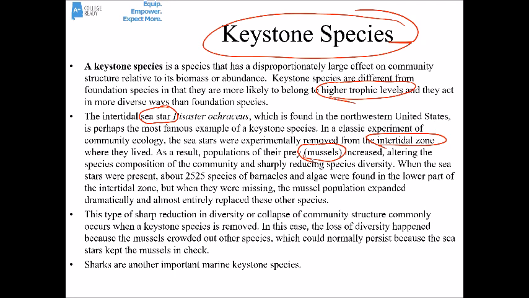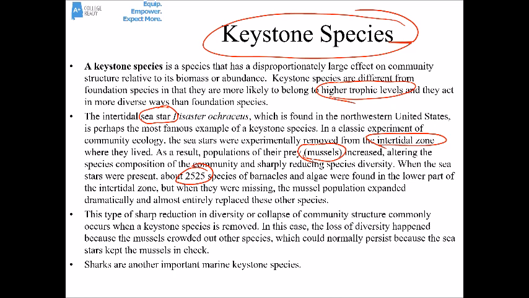But while the sea stars were there, there were over 2,500 species of barnacles and algae that lived in these little intertidal zones. But once the sea stars were removed, the mussel population expanded so dramatically that almost all of those barnacles and algae went extinct because essentially the mussels pushed them out or fed on them. So this sharp reduction in diversity oftentimes happens when a keystone species is removed from the environment.